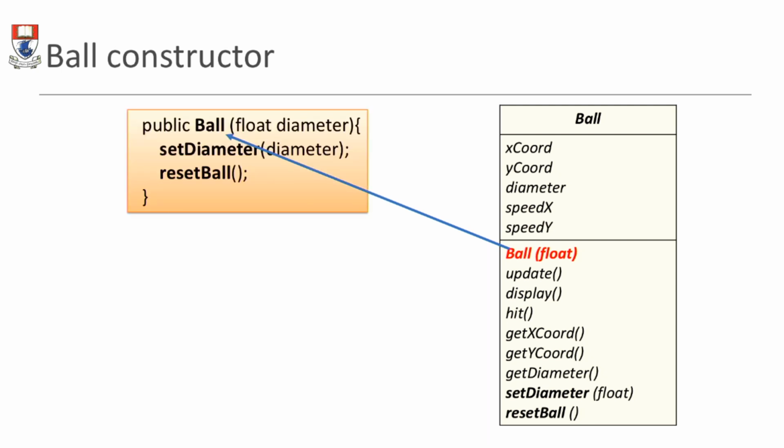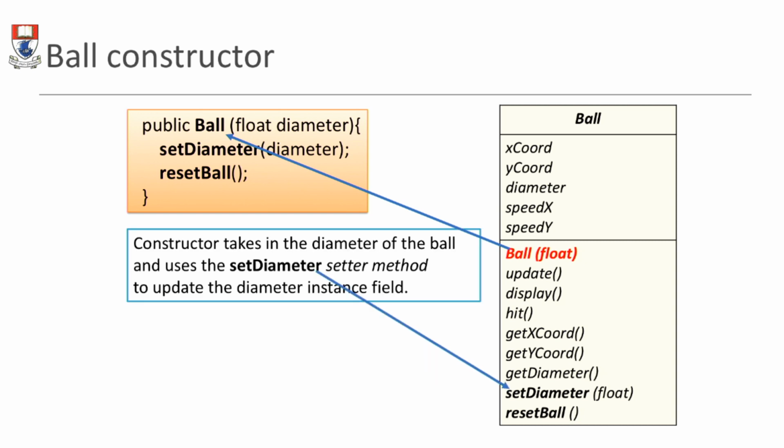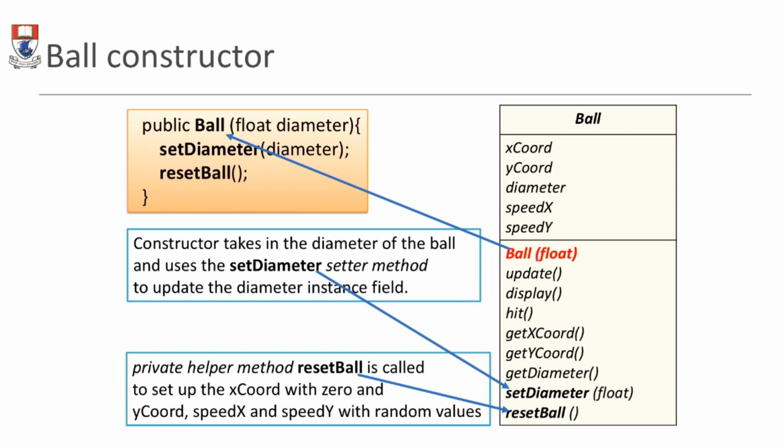So let's move on. We're now going to look at the ball constructor. This is the method that gets called every time you create a new object. So what we're going to do is set the diameter and then call reset ball, which we've just looked at. So set diameter, we've already looked at. We take in a value and make sure that it's going to have a minimum value of 20 if it doesn't fit the criteria. And the private helper method reset ball is called to set up the x coordinate with 0 and the y coordinate, speed x and speed y, with random values. And we've looked at that in detail just a moment ago.